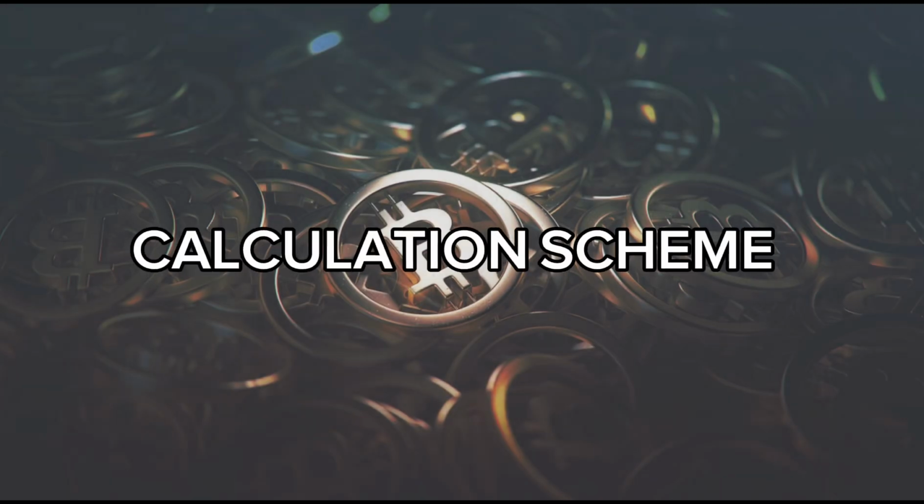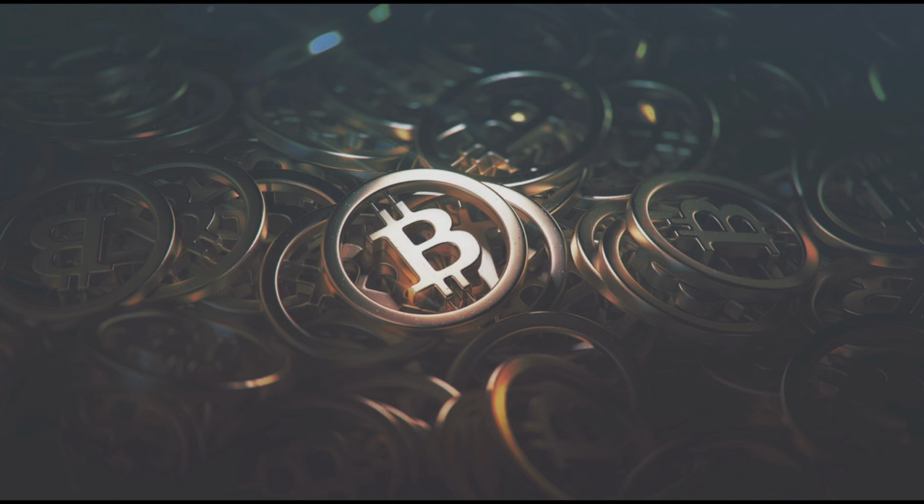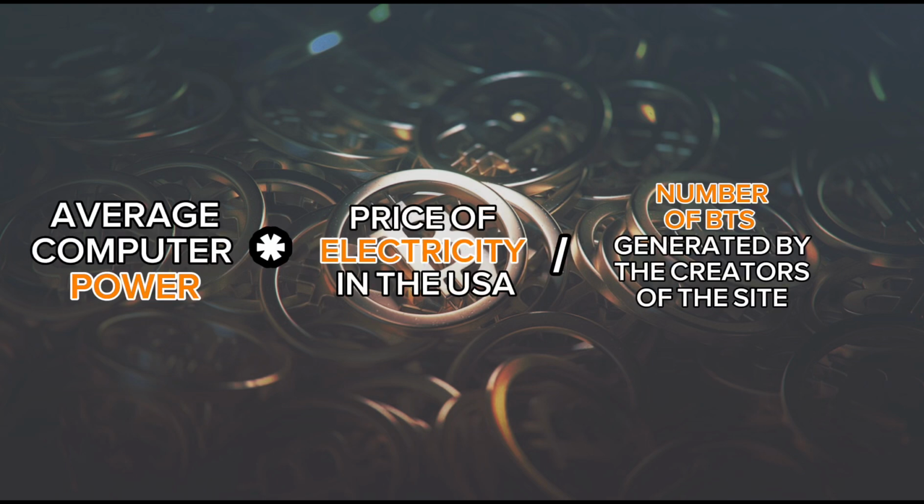The scheme for calculating it was outrageously primitive. They took the average power of the computer processor as a basis, multiplied it by the price of electricity in the USA, and divided it by the number of Bitcoins generated by the creator of the site.